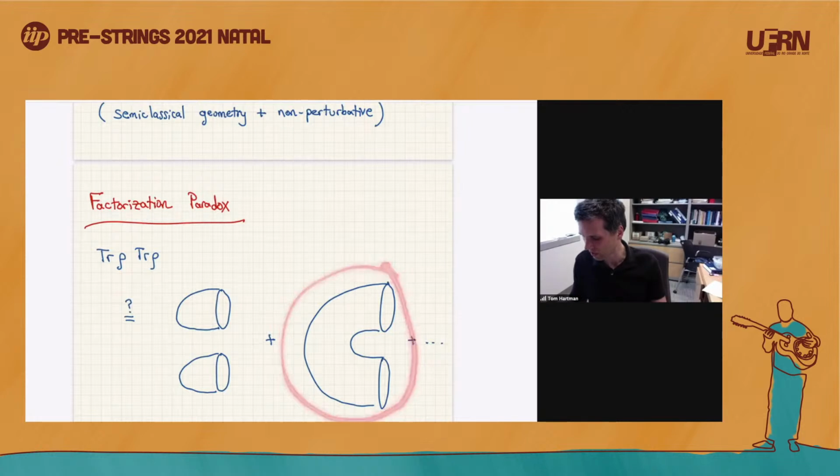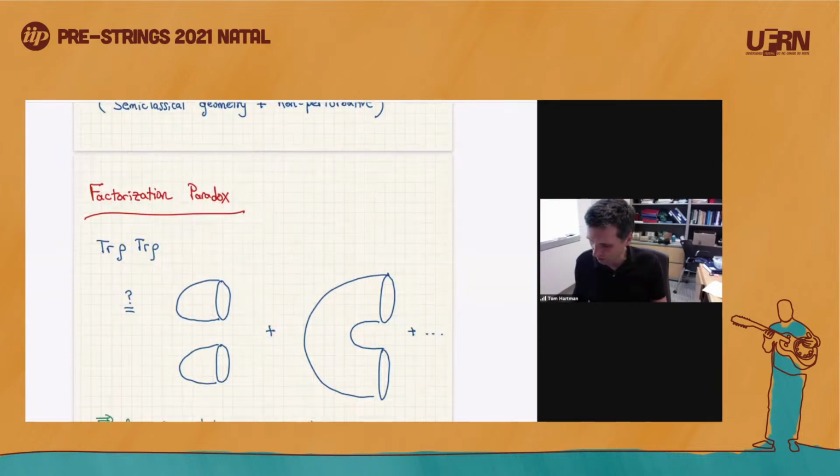This is known as the factorization paradox or problem or puzzle, and it's what led people recently to discussions of things like ensemble averaging. If you think of this theory as being a disorder average, then the disorder average can effectively couple the two systems, and then you can get things that don't factorize. And there are discussions of things like baby universes in this context.